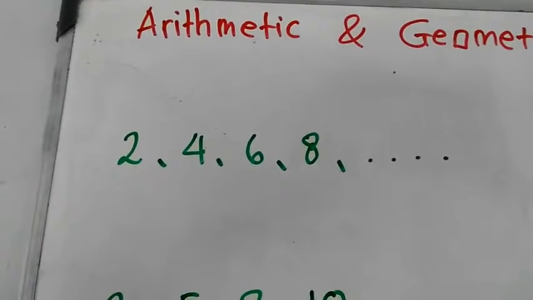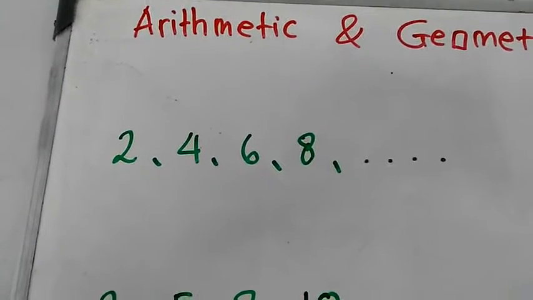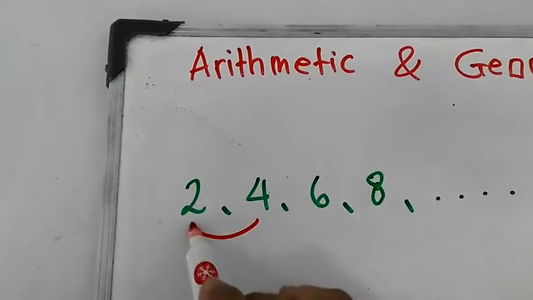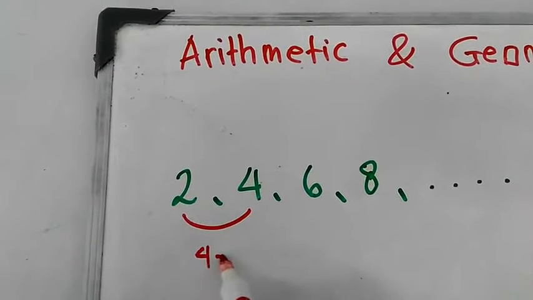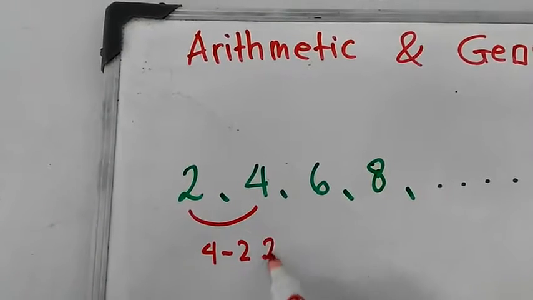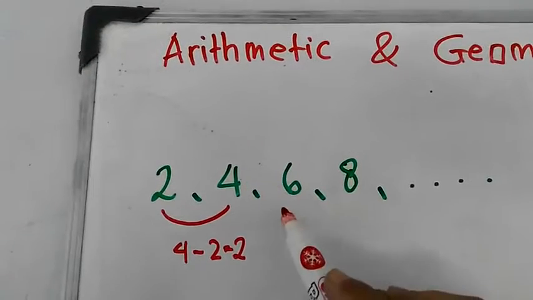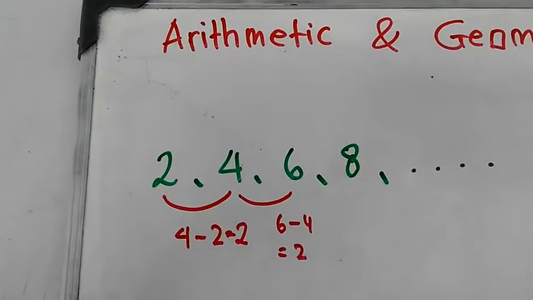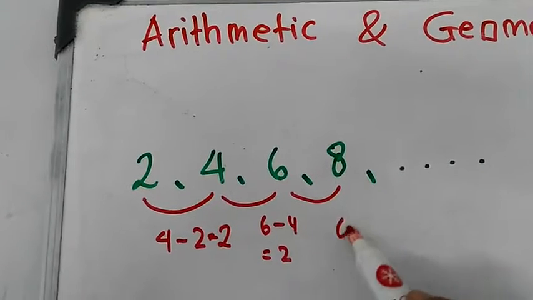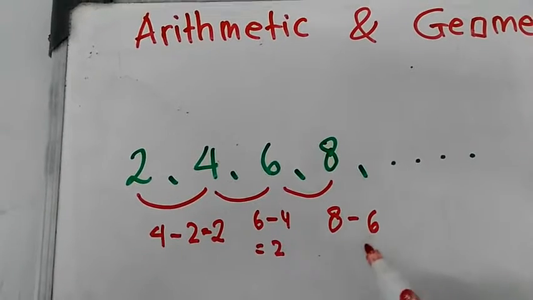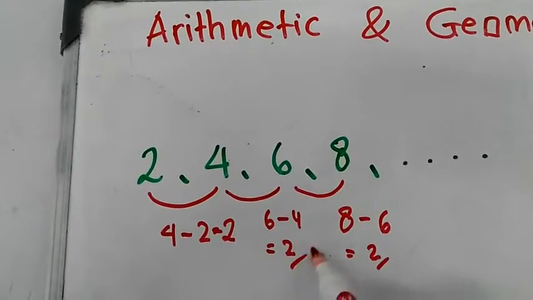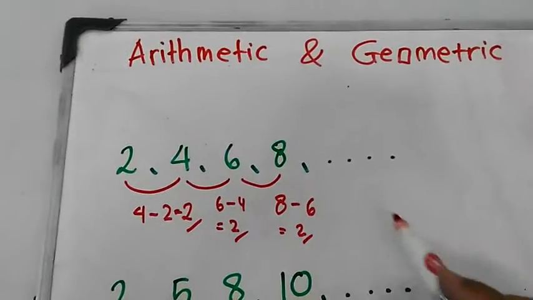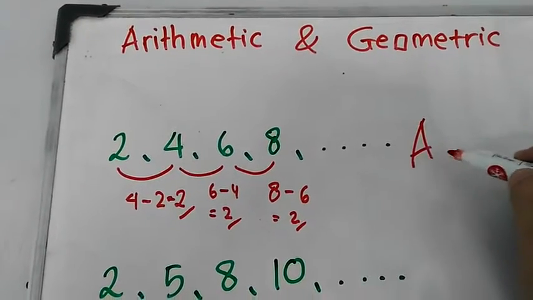until 8. Now let's check the difference. How do we find the difference? The difference for this part will be 4 minus 2, which equals 2. Let's check this difference: 6 minus 4 equals 2. And this one, 8 minus 6 equals 2. So when they have the same difference, this sequence belongs to an arithmetic sequence.